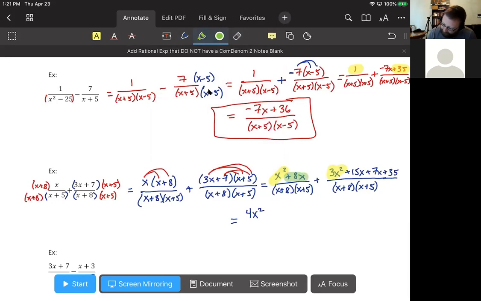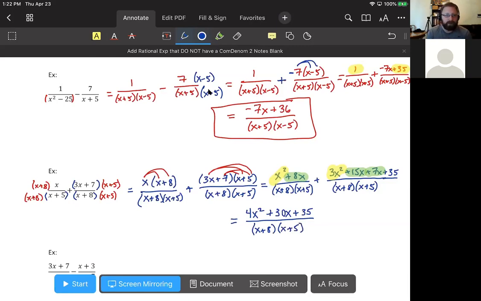We have 8x plus 15x plus 7x. I didn't quite get that out right, which would be 30x. And then we still have a plus 35 on the end because it doesn't have any like terms, over x plus 8 times x plus 5.